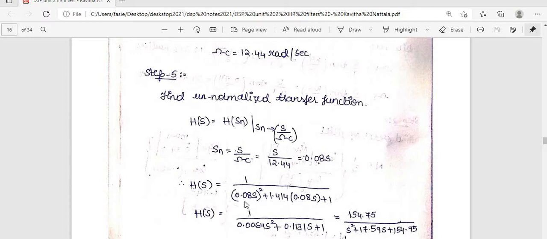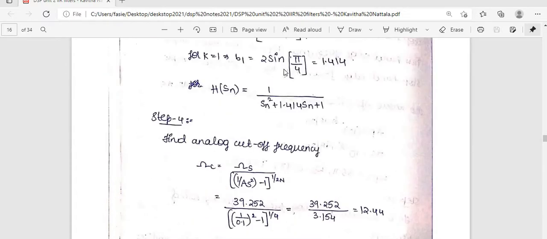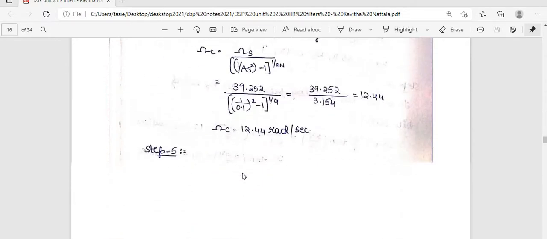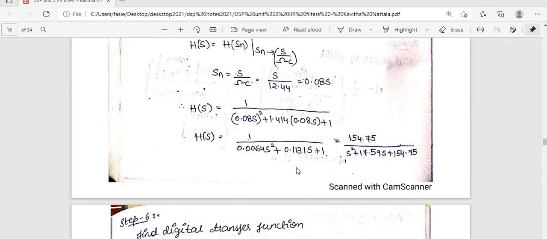In Sn square, I got 0.08 s square plus, here also we do have Sn in this equation. That Sn value I am replacing with s by omega c. Similarly, we got this as the actual answer of our transfer function. Till here we found H of s, but our question is what? They asked us to convert the s domain into the z domain by using bilinear transformation.